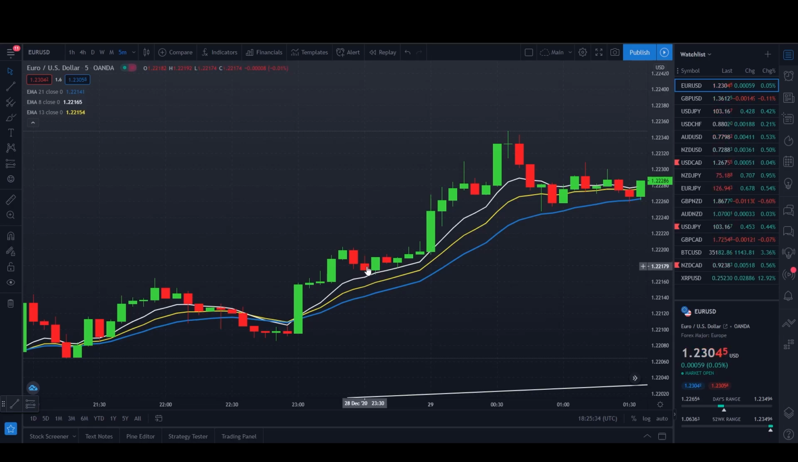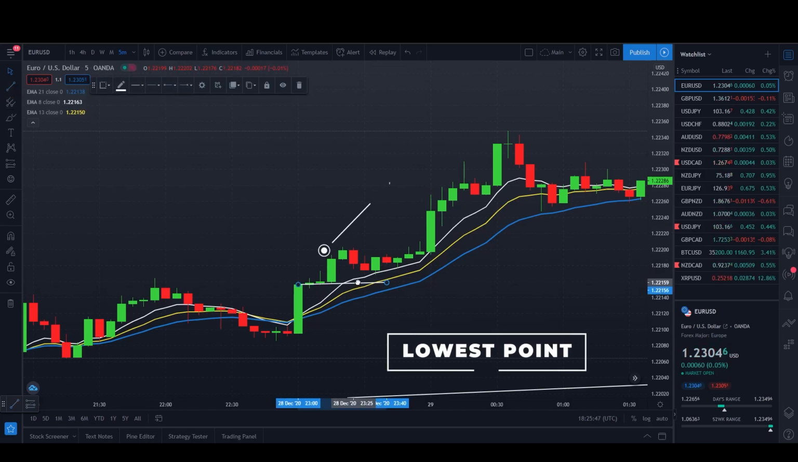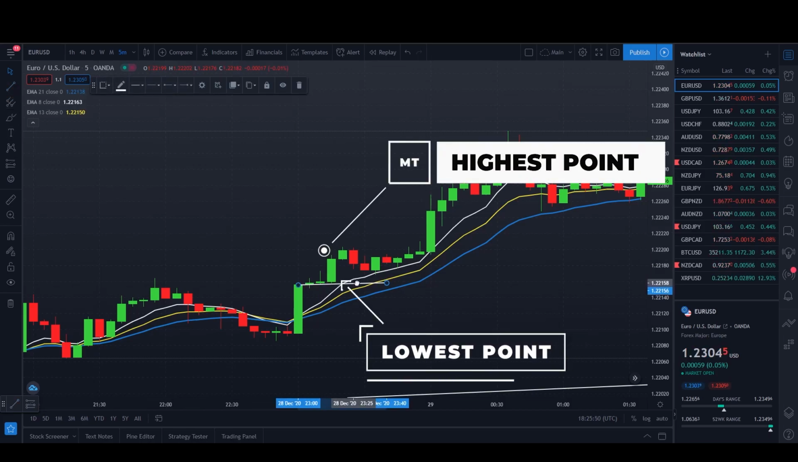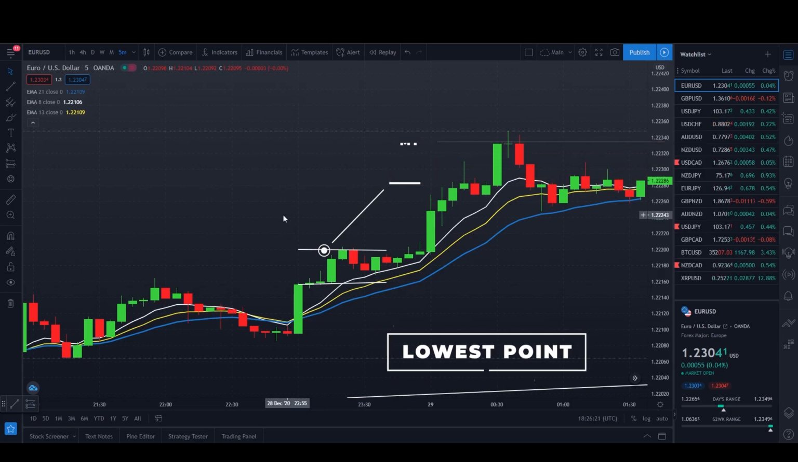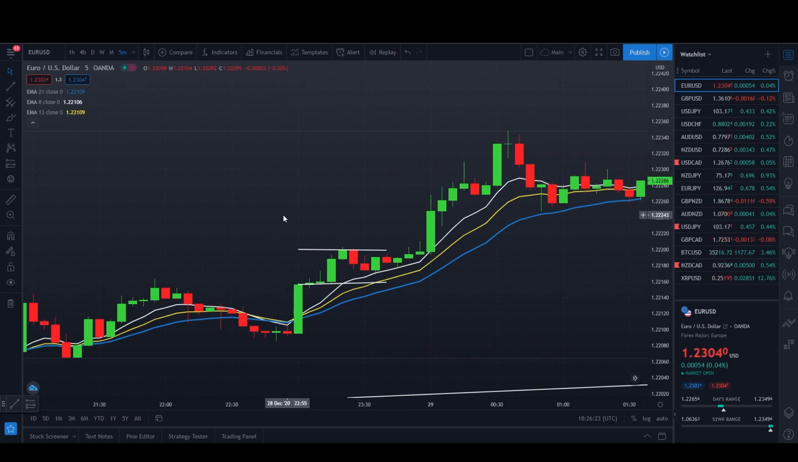So 1, 2, 3, 4, 5, and this will be our lowest point. As you can see, it's by the body. This is our lowest point, and now we have to do the same for the highest. So as you can see, once you have the lowest and the highest point, it does look like support and resistance zones. This is something that you can definitely implement into the strategy for sure.